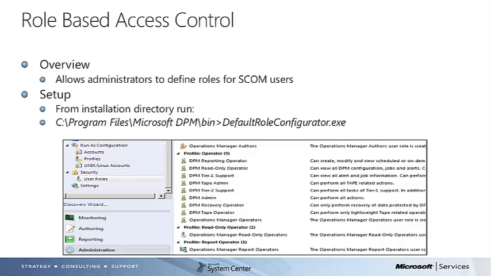To set this up, it's very easy. From the installation directory where DPM is installed on your Ops Manager server, which would be Program Files, Microsoft DPM, bin, there is a file called default role configurator.exe. Just run that from a command prompt. It will create these roles for you. Once the roles are created within Ops Manager, you double click that role. There's an option there to click plus to add a user. You add the user to that role, and that's all there is to it.